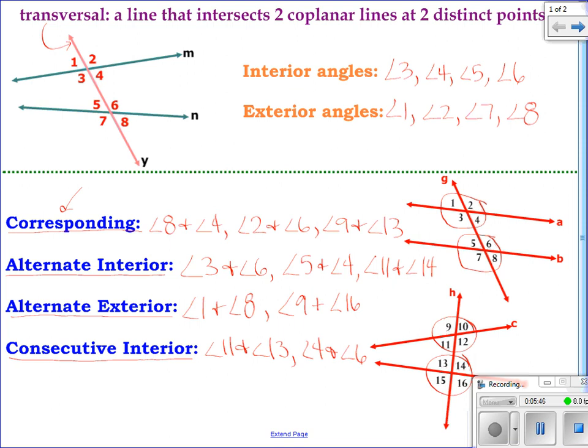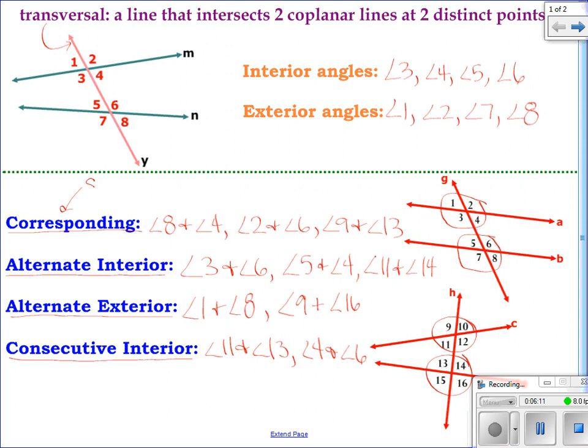Okay, so one exterior, one interior on the same side of the transversal. I agree with you, but it's kind of a long description. How could we shorten it up or summarize it? Take them from the same side. They're like the same angle. I like your train of thought, the same angle. They're in the same spot, the same corner.